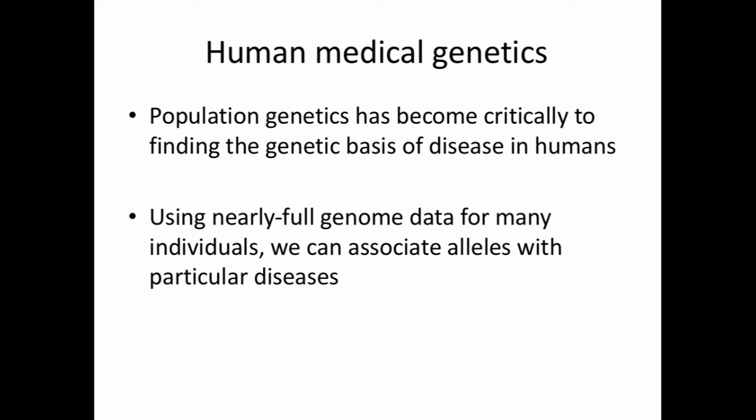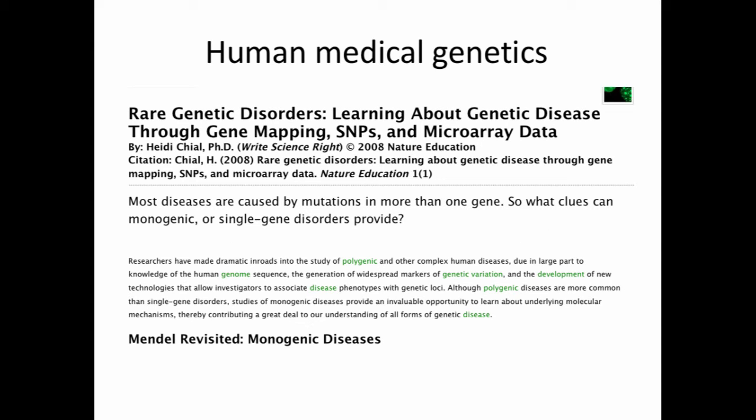Finally, human medical genetics. This is an increasingly very important area where in any disease with a genetic component, we use population genetics to understand the prevalence of that, and increasingly to figure out what the gene underlying the trait is. So there have been a lot of recent papers on this. This is just one from a couple of years ago.